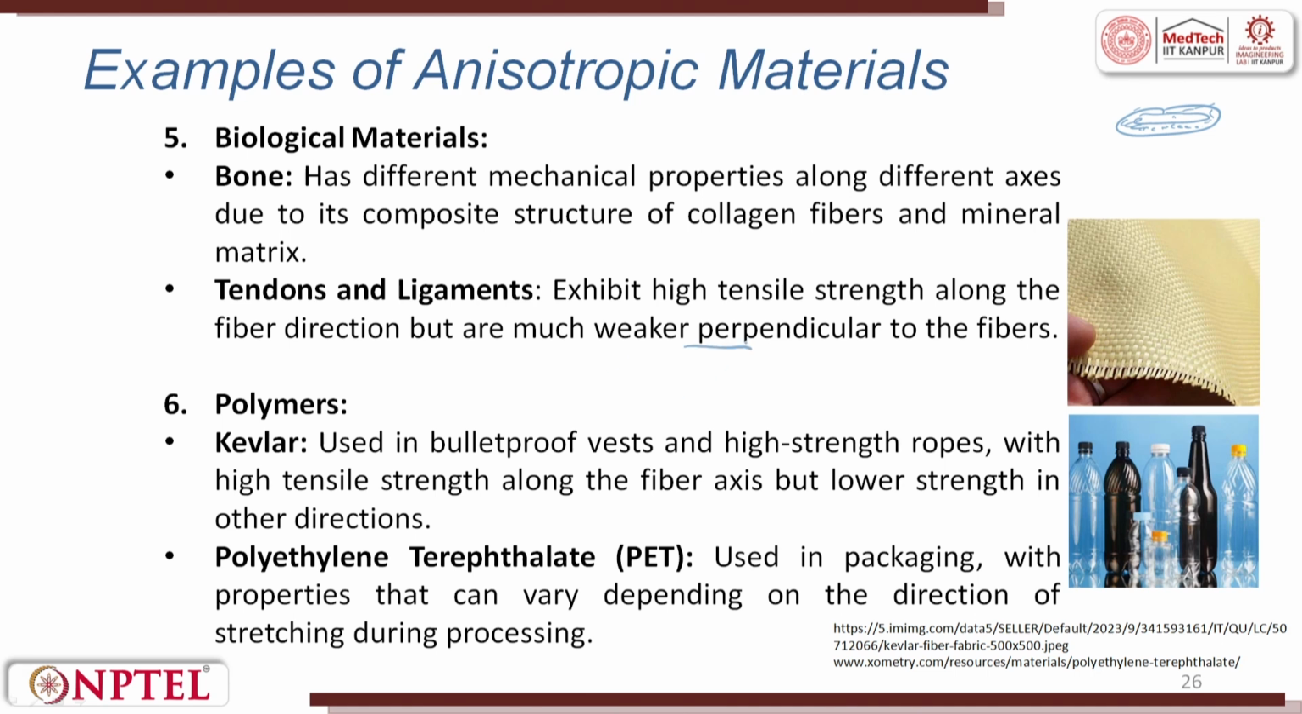Polymers like Kevlar and PET are also examples of anisotropic material. Kevlar is used in bulletproof vests and high strength rope, with high tensile strength along the fiber axis but lower strength in other directions. PET, which is polyethylene terephthalate, is used in packaging, and its properties can depend on direction and stretching during the process.